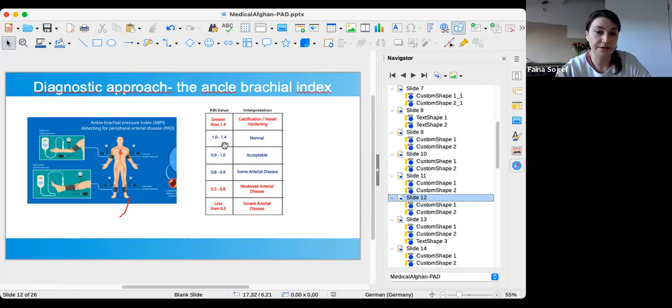If there's significant reduction of the blood flow in the leg, you will find values of 0 point something. So of course, the worse the blood flow, the smaller the value. So that's a very quick and easy method to get the first idea of the functional situation of the blood flow in the legs of your patient.